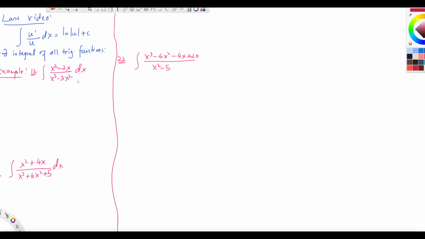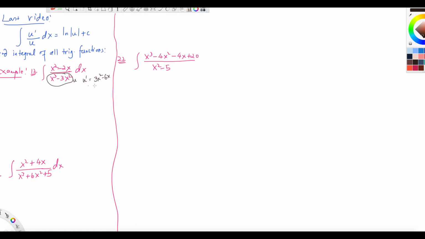Okay, now let us look at this. So what is the denominator function? There is x cubed minus 3x squared. If you find the derivative of this, what do you get? You get 3x squared minus 6x, right? If you set this as u, and you find the u prime, what will be the u prime? That will be 3x squared minus 6x, right?